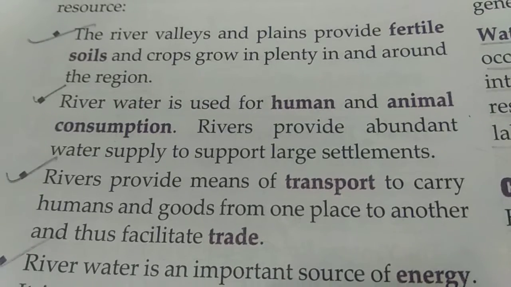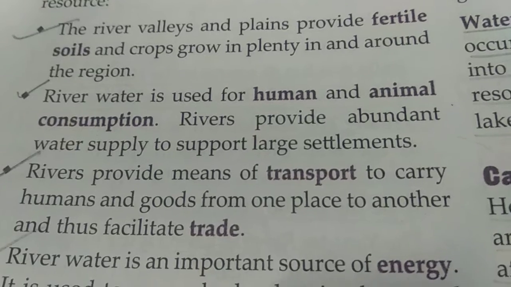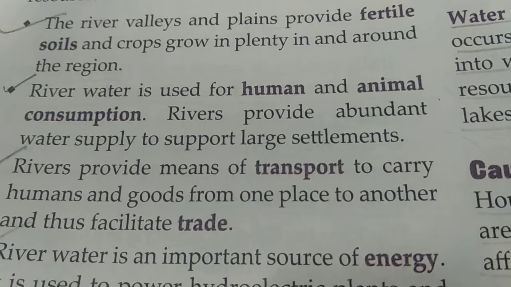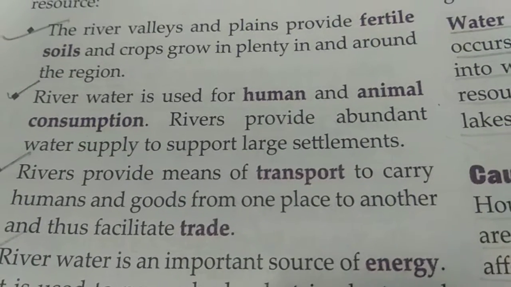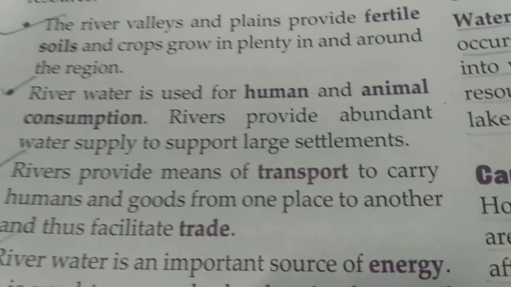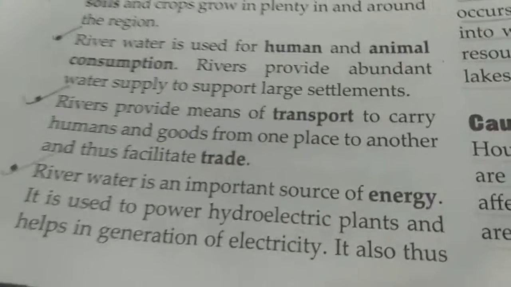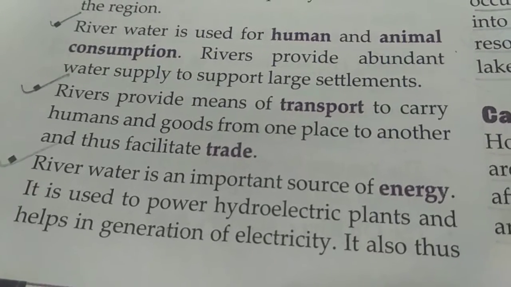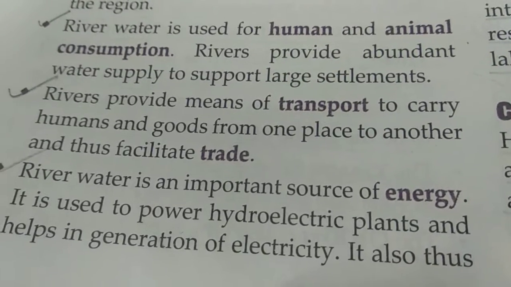Rivers provide an abundant water supply to support large settlements, because we can see that many settlements are near rivers. For example, we live near the river Ganga. If you go through the map, you will find that all the cities are situated next to the river Ganga, because water is easily available for human beings and animals for all types of requirements.